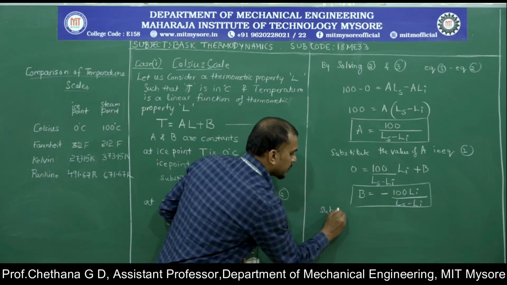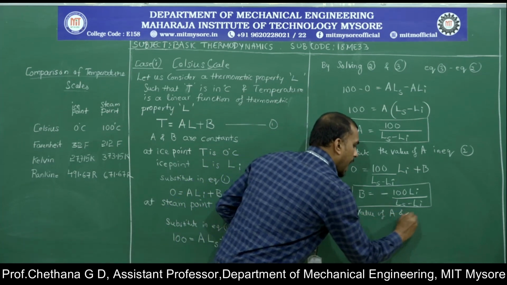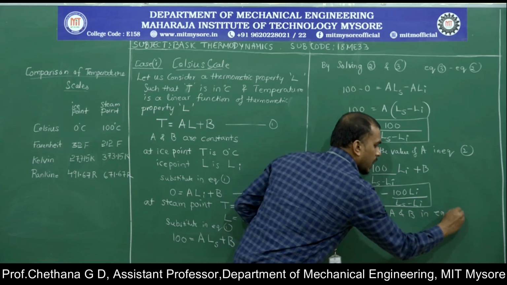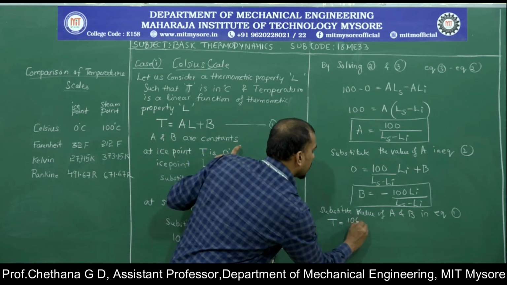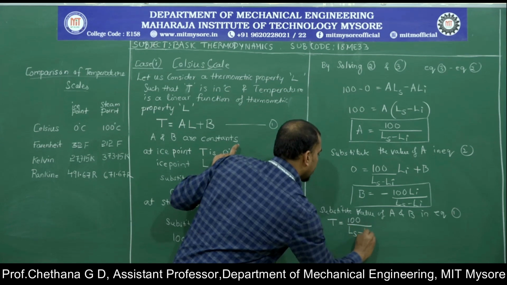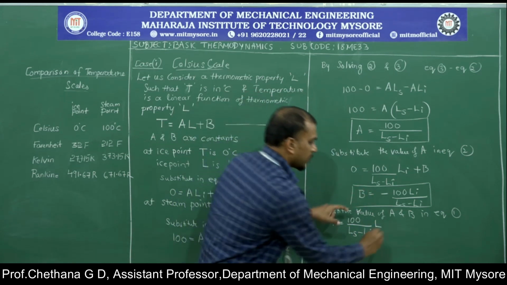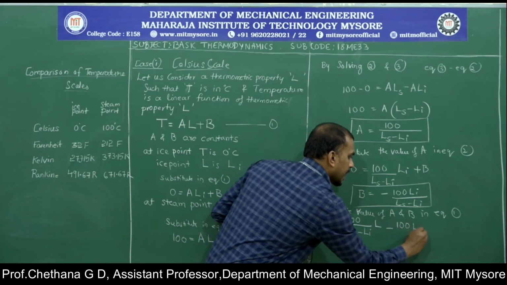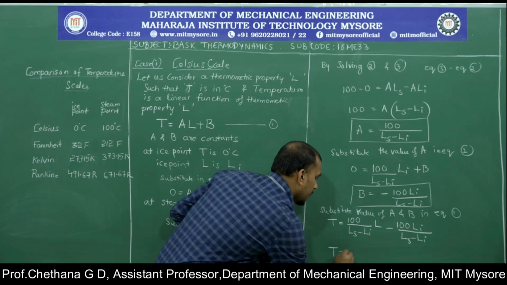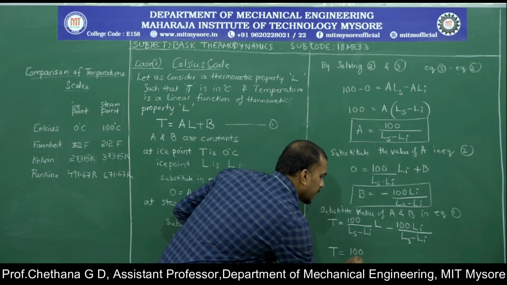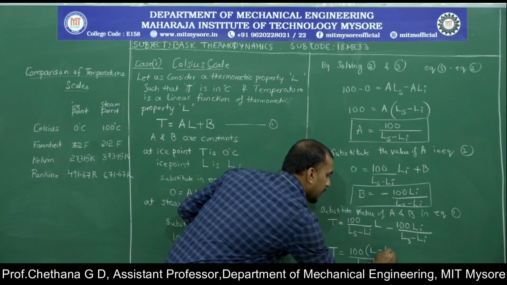Substituting the values of A and B in equation 1, T is equal to 100 divided by (Ls minus Li), which is the value of A, times L, plus B, whose value is minus 100 Li divided by (Ls minus Li). Taking 100 divided by (Ls minus Li) common, what remains is (L minus Li).